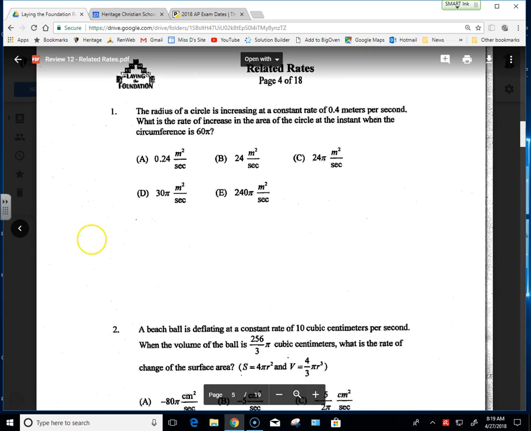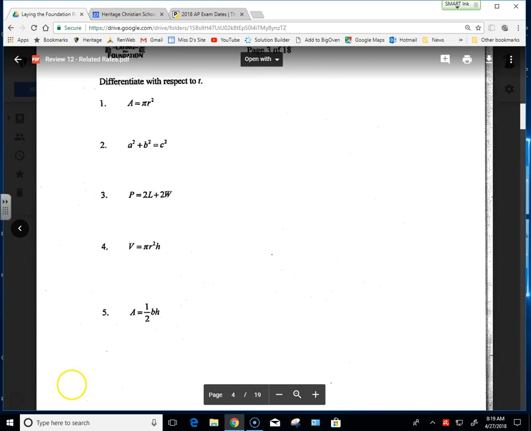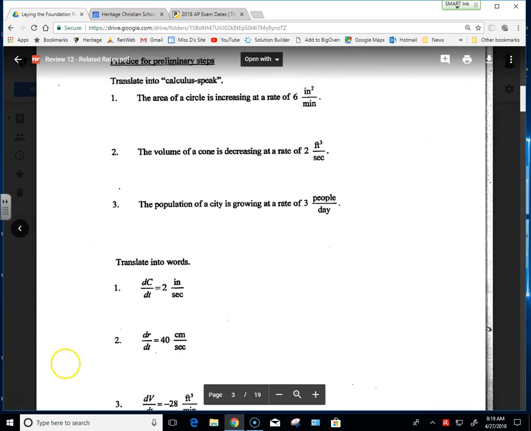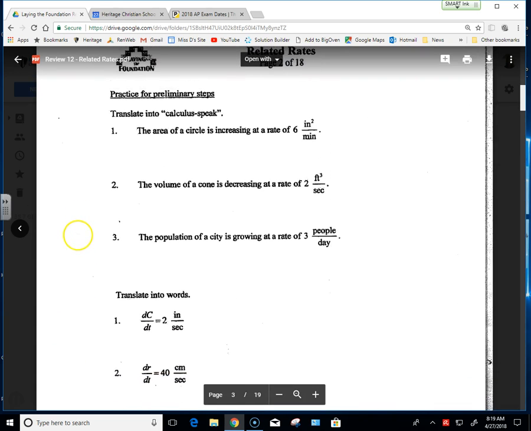Okay. Let's talk about number 1. P.S. Let's go before number 1, because you might have skipped these ones before, but I think that this is probably one of the most important skills to practice. What came before number 1? Can you guys look at the pages before number 1? Practice for preliminary steps. Translate into calculus speak.